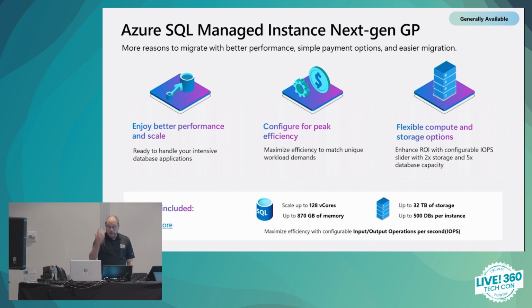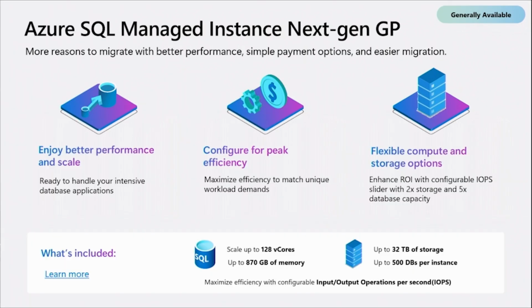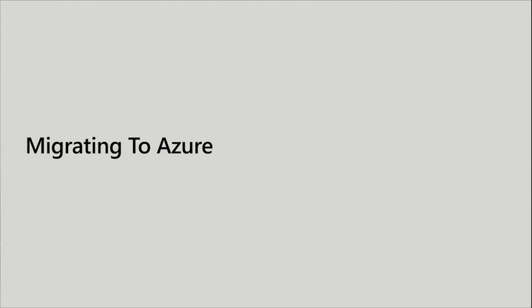One other note, since we're talking about GA announcements, we also announced a new flavor of Azure SQL Managed Instance. It's called Next Gen General Purpose. You can scale up to 128 cores and up to 870 gigabytes of memory. So that's now available as well today, if you would like to check that out.